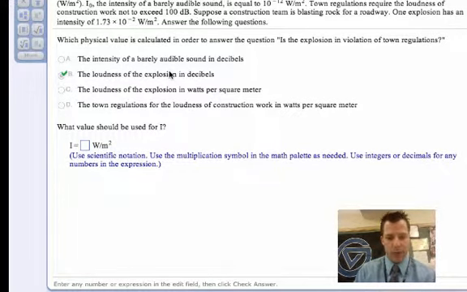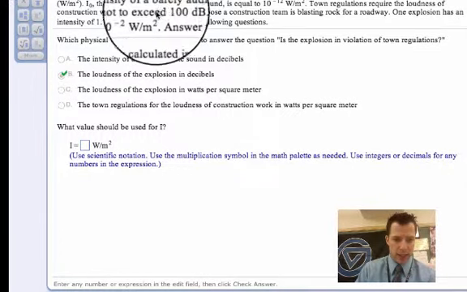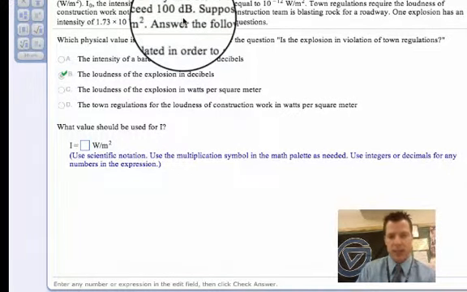So you got the first part right, when it's asking what physical value is calculated in order to answer the question: is the explosion a violation of town regulations? You're asking, well, how loud is the explosion? And remember, the explosion cannot exceed 100 decibels.